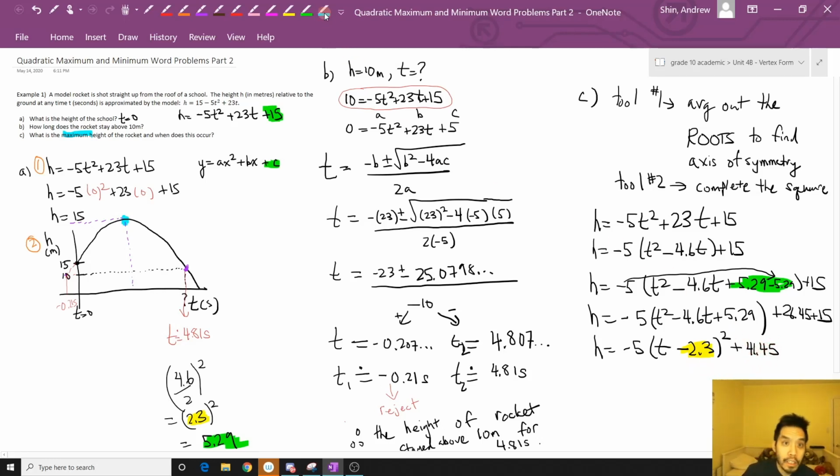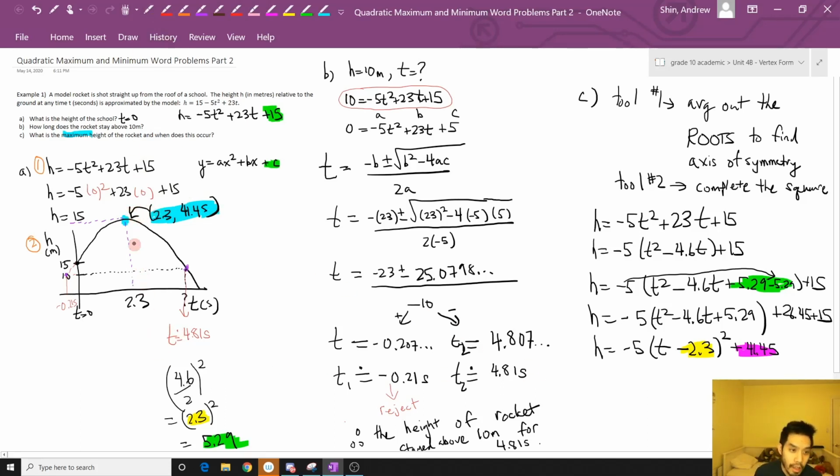Now we can extract the x value and the y value of the vertex. In this case, the time and height of the highest point of the rocket. This represents the x value of the vertex, which is 2.3. And this represents the y value of the vertex, which is 41.45. We're going to write this as a coordinate here. This is the blue part, and this is the coordinate of that.